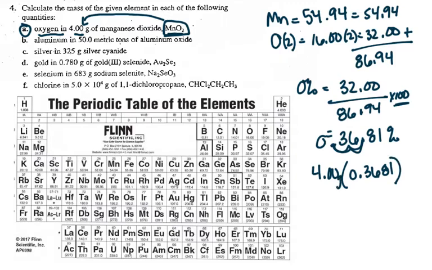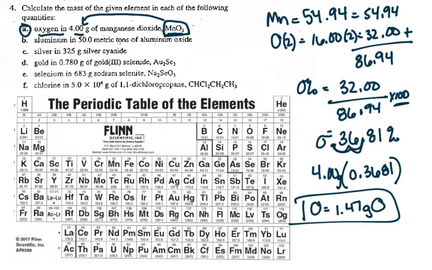So this is my 4 grams. I'm multiplying it by the percent to find the percent of oxygen in manganese dioxide. And my answer is 1.47. I need 3 sig figs, so I'll stop right there. Grams of oxygen. So there's my final answer. You're going to do all of the problems this exact same way. It is like a percent composition problem. You're just applying it to a mass.